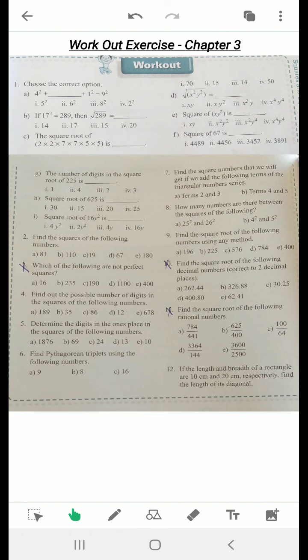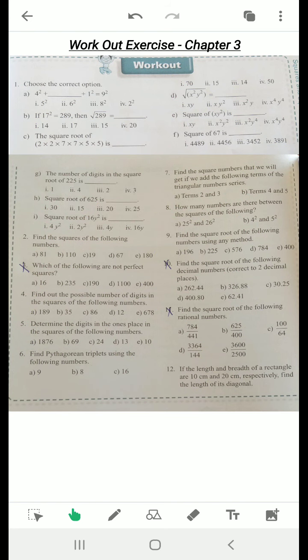The square of xy square, that will be x square, and the square of y square, you can apply the law of exponent here. So y square squared will be y power 4, since 2 times 2 is 4, so it will be x square y 4. Then you have to find the square of 67 and then write the number of digits in the square root.